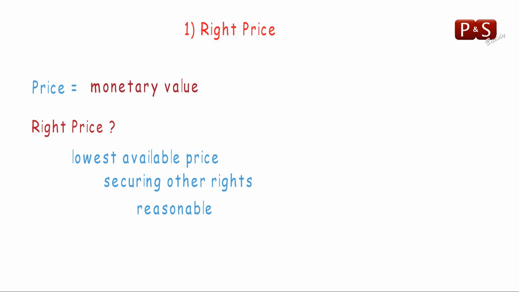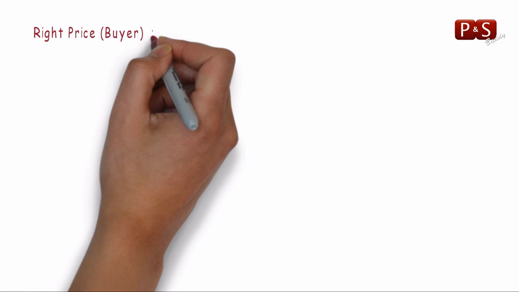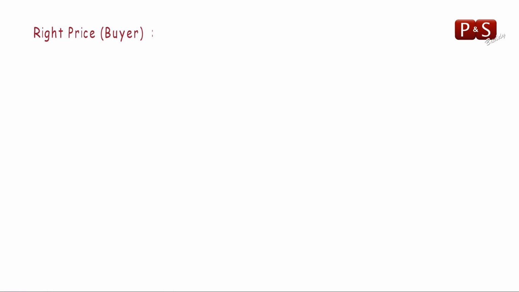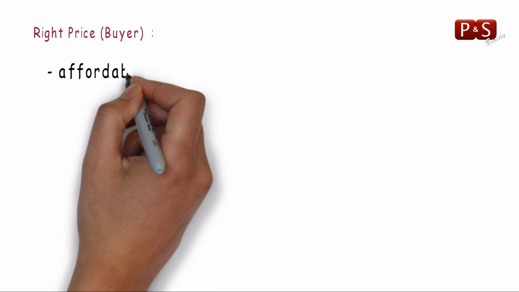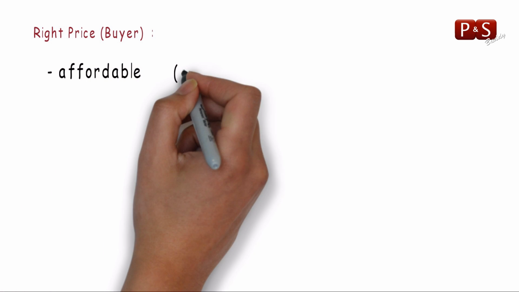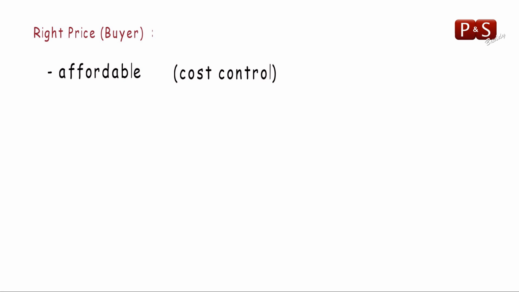We can understand that right price for a buyer and right price for a supplier will be different. It has to match or come near at least for a contract to happen. Let us see right price from a buyer's point of view. It will be a price that the buyer can afford, that is ensuring cost control. A price that helps in reducing cost. A price that is reasonable. Reasonable considering the total package of benefits offered.